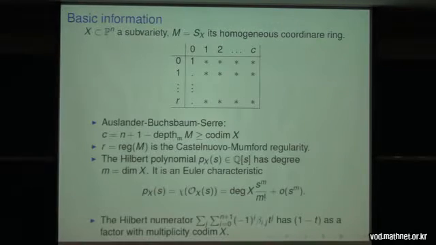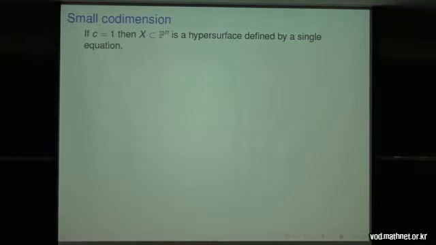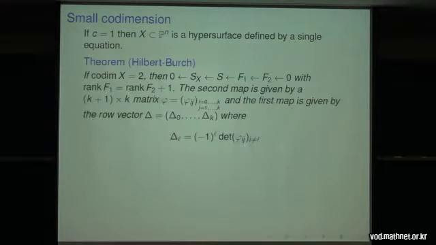So if you go, let's do small examples. So first, small codimensions. If c equals 1, then x in Pn is a hypersurface, defined by a single equation, and we just have a very short resolution, just 2 terms.